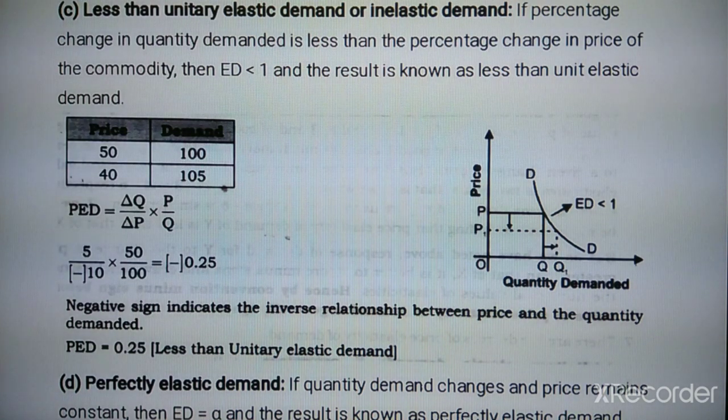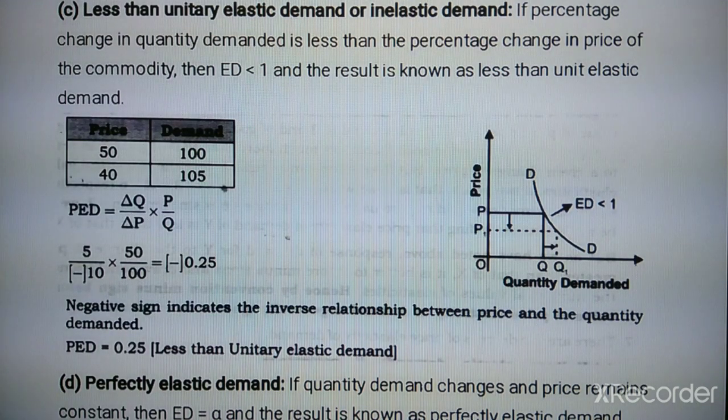Inelastic demand. Now on the screen you can see when the price is 50, demand is 100. When the price goes down from 50 to 40, the demand increases from 100 to 105. If you apply the formula and calculate price elasticity of demand, it's coming negative 0.25. It means that it is smaller than 1. And the negative sign, of course, shows the inverse relation between price and demand.